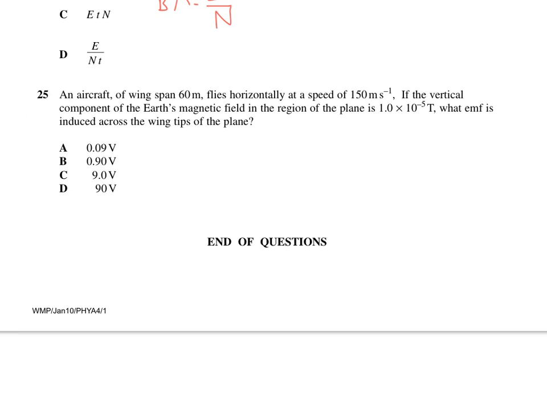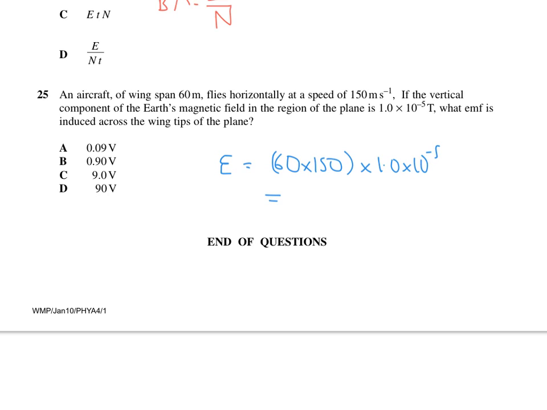An aircraft of wingspan 60 meters flies horizontally at a speed of 150 meters per second. The vertical component of the magnetic field is 1.0 times 10 to the minus 5 T, which is perpendicular. So we want the EMF. So we can calculate the swept out area, which would be 60 times 150. So that's your A per second. So we need to multiply that by B, which would be this one.